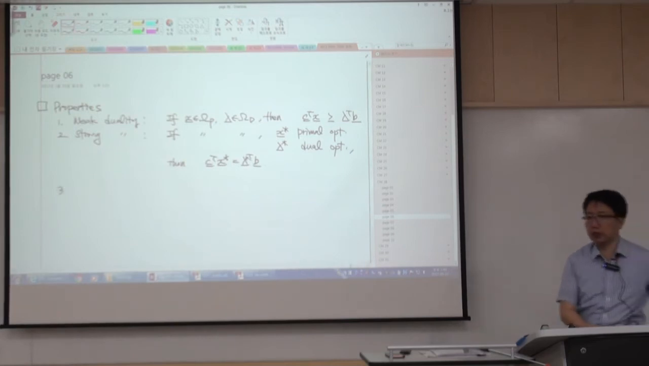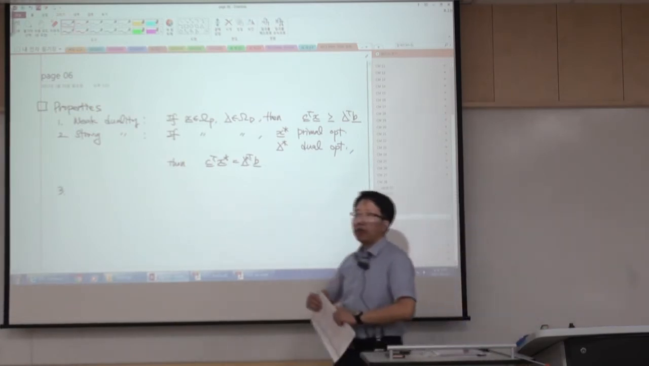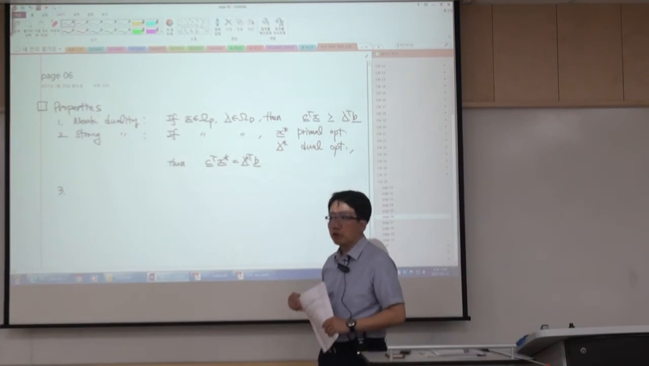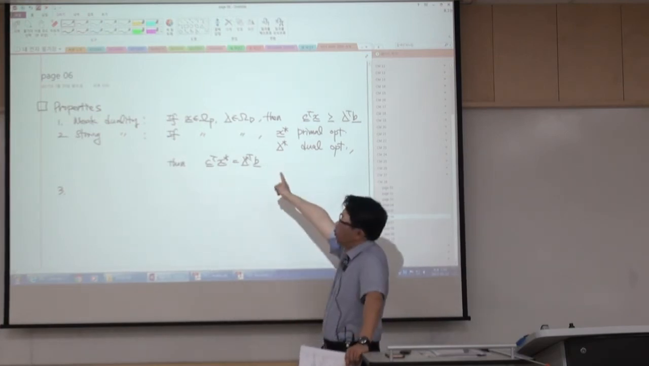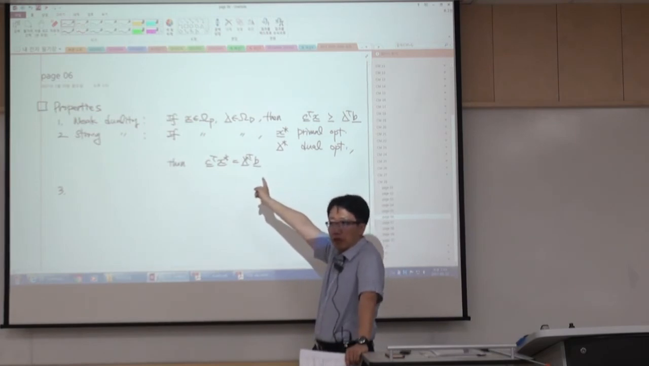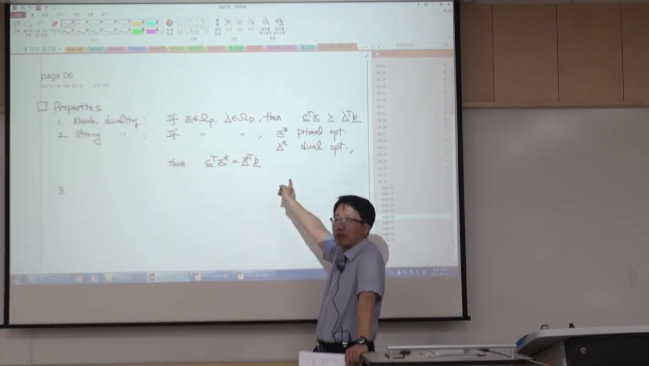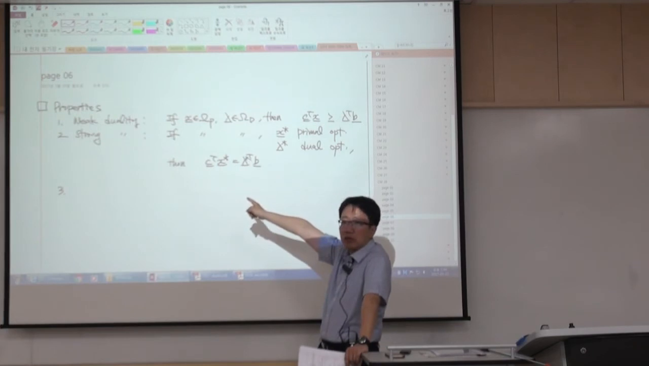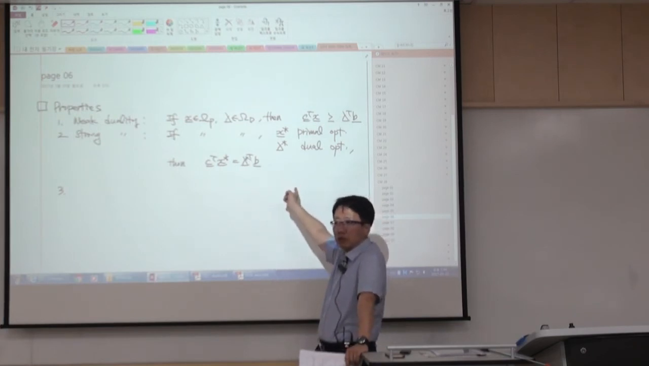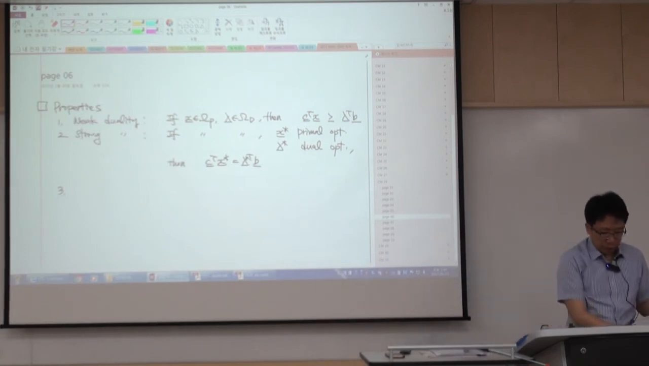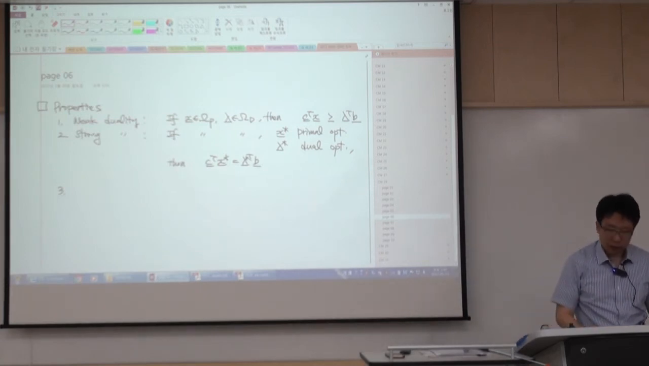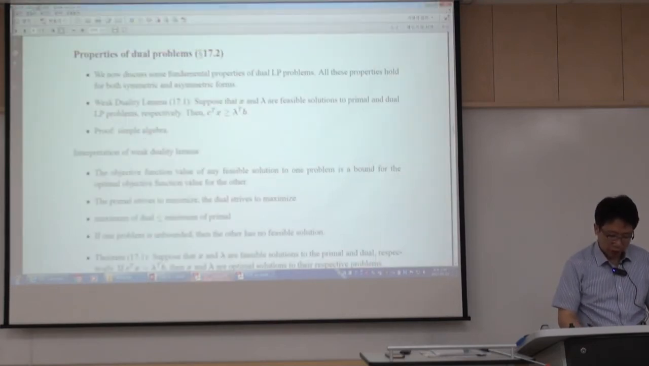Just follow the proof in the textbook and derive your own solution for the other case. The textbook sometimes proves the weak duality, for example, for the symmetric form only. You do it for the asymmetric form. Strong duality for the symmetric form, you do it for the asymmetric form. Got it? Not that difficult. But do not use the results of convexity and KKT and Slater's such things. Don't use that.